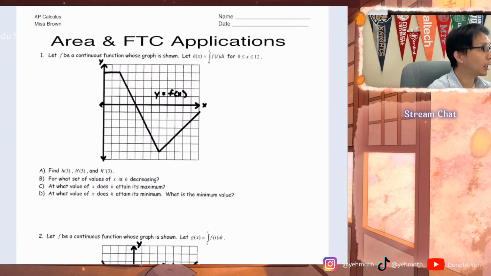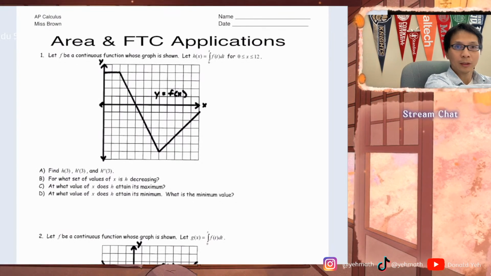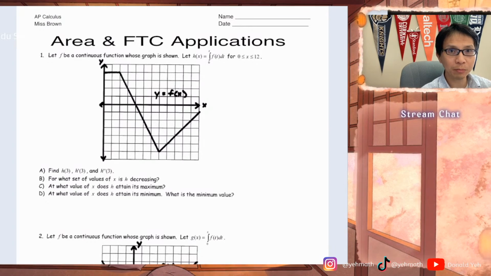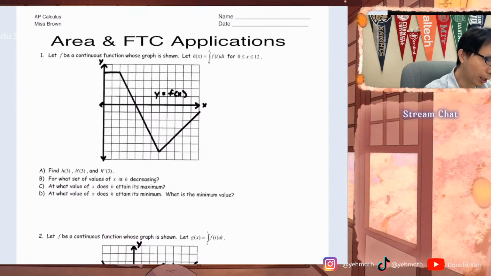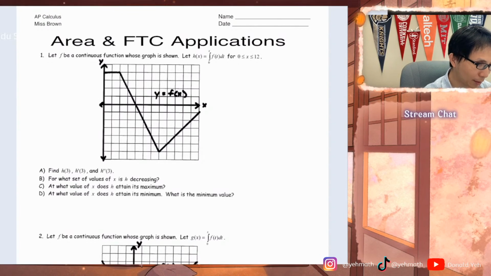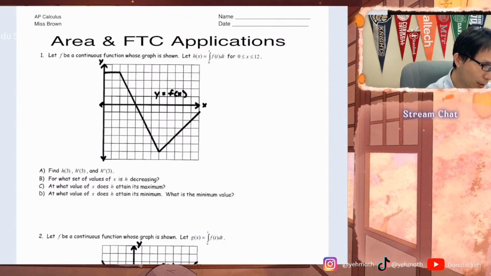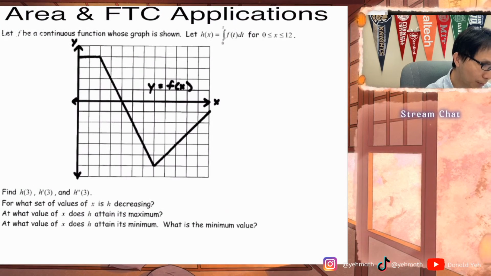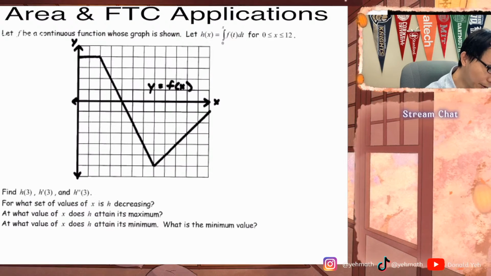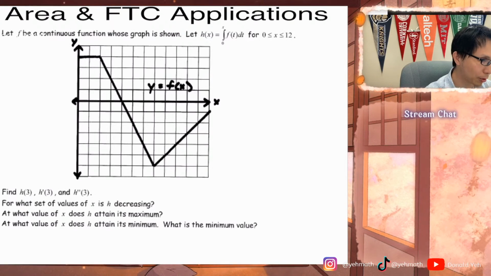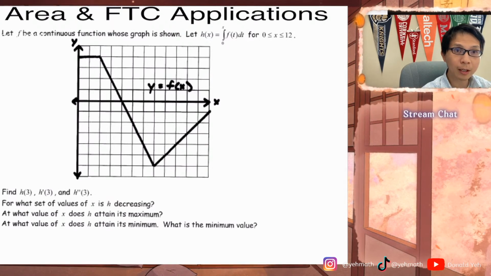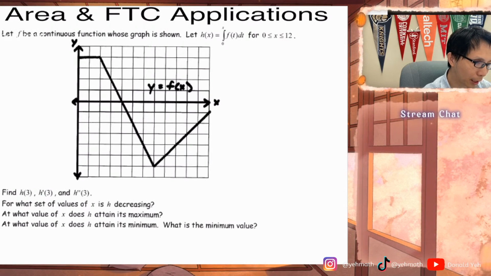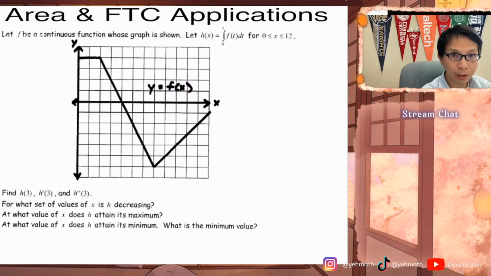Okay, so what happened is this one has area and volume. No, sorry, areas and the fundamental theorem of calculus. And we're just going to look at this particular question. This worksheet is by a teacher, Miss Brown. I use her worksheet a lot. Give credit where credit is due. She does a really good job collecting all those things together.